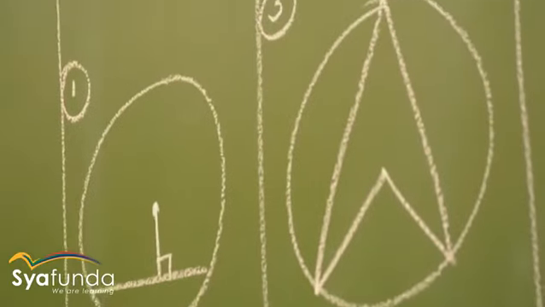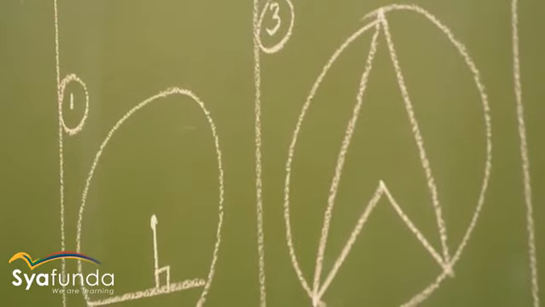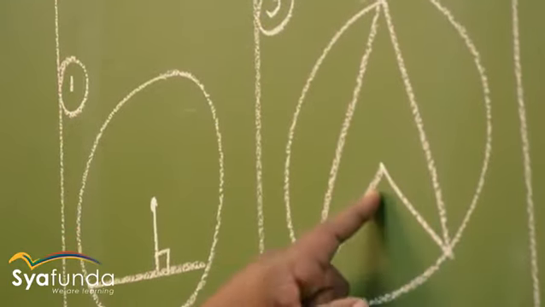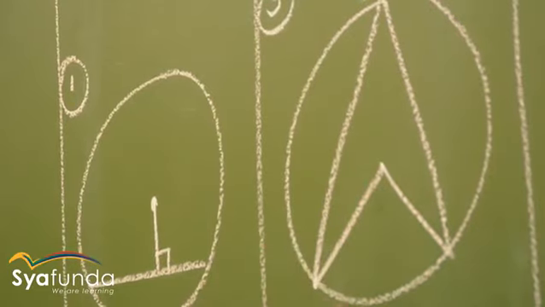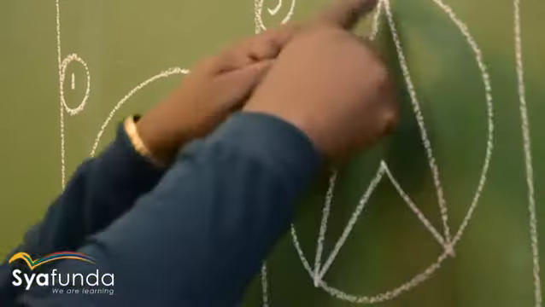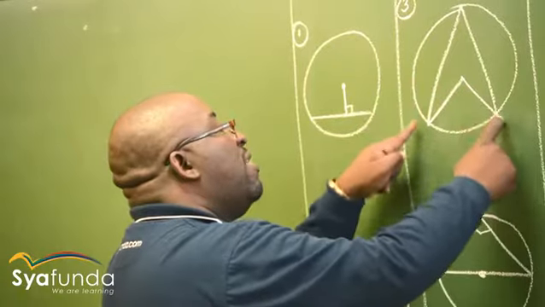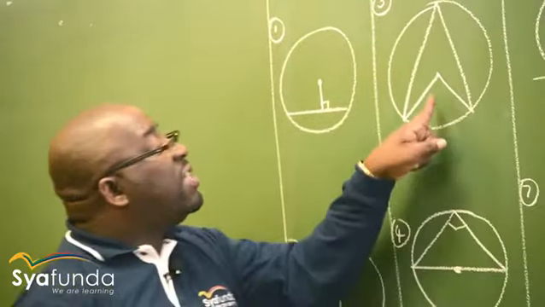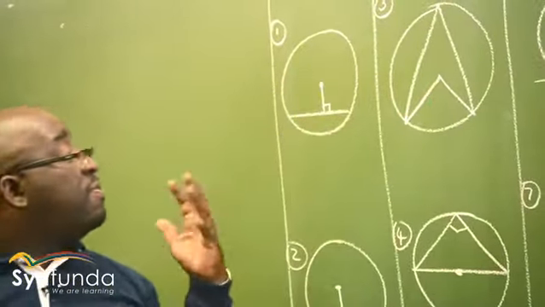The next one was saying an angle subtended by the arc or a chord at the center of a circle is twice the angle subtended by the same arc at the circumference. One must be at the center, the other one must be at the circumference. So this one is 2 times bigger than that one. That was the third theorem.